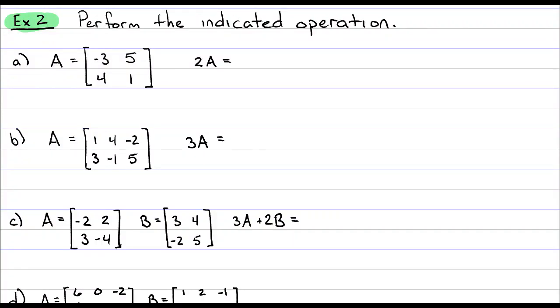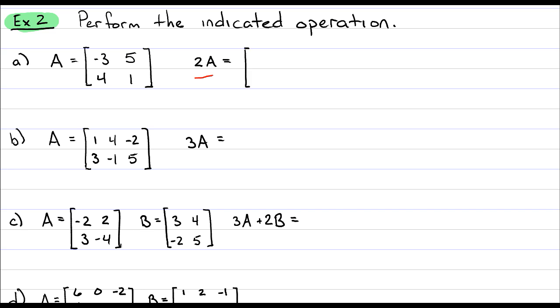In example 2, we introduce the operation of scalar multiplication, which is basically the process of taking a matrix and multiplying it by a constant number. For instance, in part A, we are given a 2 by 2 matrix A, and we are asked to calculate 2 times A. So the process here to perform scalar multiplication is pretty simple. If we want to calculate 2A, we simply take all of the entries of A and multiply them by 2.